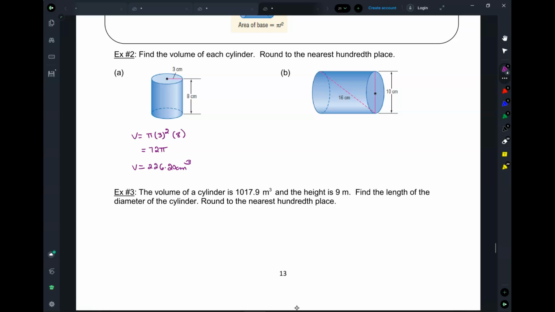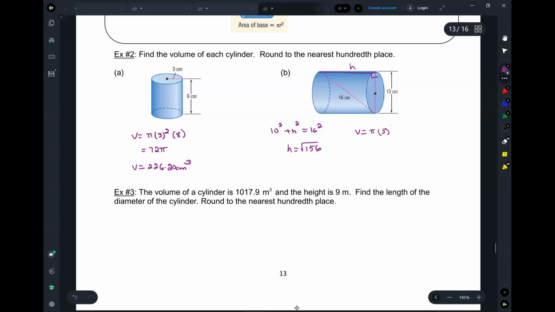Okay, what do I need to do for the next one? Pythagorean theorem to find the height. So, 10 squared plus h squared is 16 squared. H is the square root of 156. And look, I'm going to leave it like that. And the radius is 10, right? Is the radius 10? It's 5. Good, just checking there.